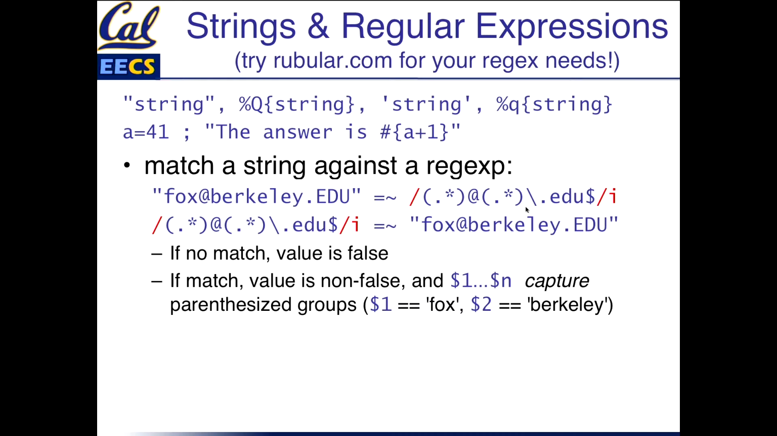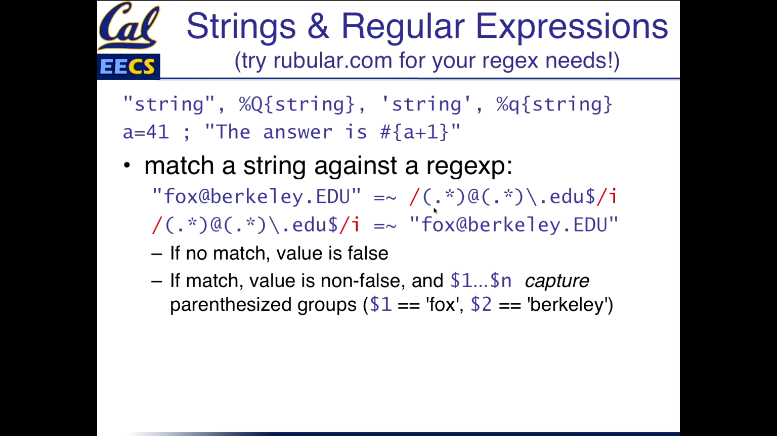Now, as you all know, because you all know regular expressions, and I'm just going to review it, this regular expression says match 0 or more of any type of character, followed by an @ sign, followed by 0 or more of any type of character, followed by a dot. The backslash means this dot is not a wildcard, it's actually just a dot, followed by the letters edu, followed by the end of the string. So in this case, the regular expression match would succeed.